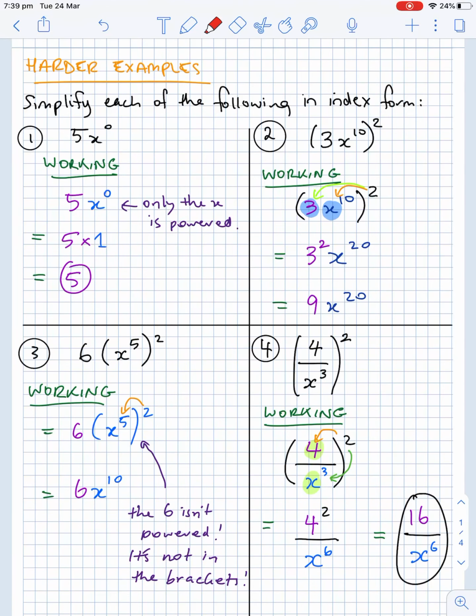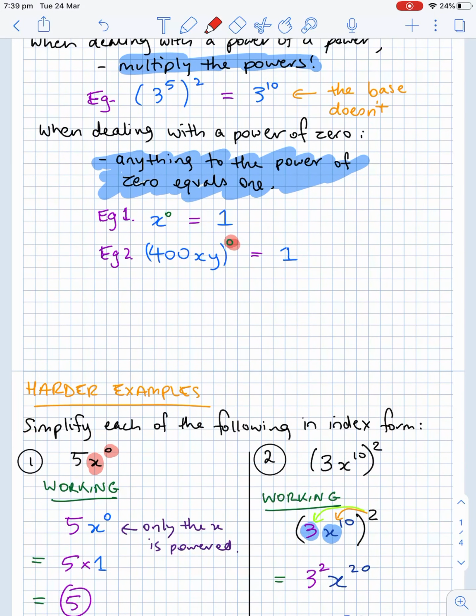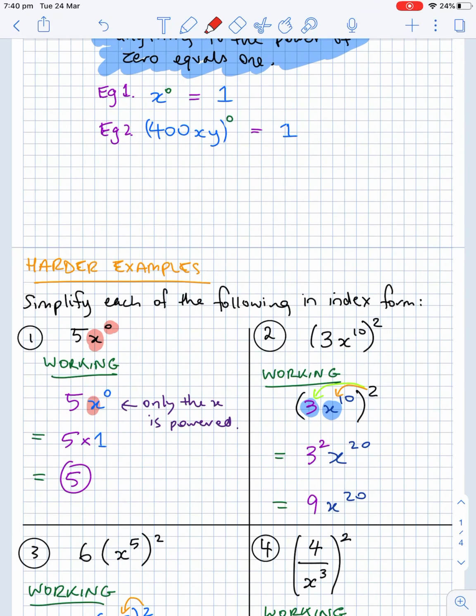So it's really important to understand that this power of 0 only affects what it's next to. You might be thinking, hang on, well, what about this one here? This 0, because of these brackets, combines everything in here together, and all of it is powered to 0. So the brackets do make a big difference. So really be mindful of whether they've got brackets or not. Here, no brackets, so only x to the power of 0 turns to 1. So therefore, it's going to be 5 multiplied by 1, and your final answer is a 5.